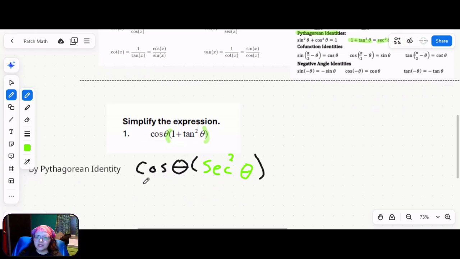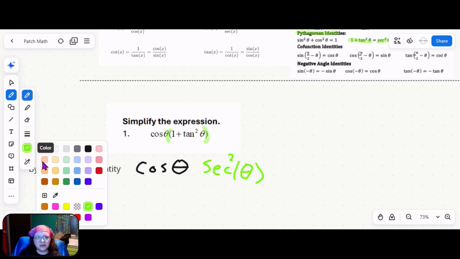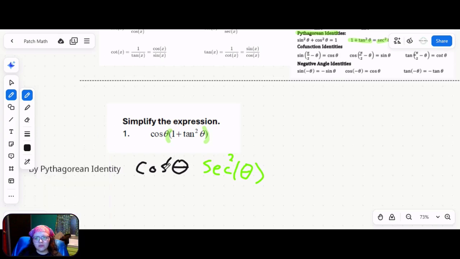Again, this is multiplication, so cosine of theta times secant squared of theta. And at this point, we can erase that parentheses. Setting those two things side by side would be seen as multiplication. Might want to change this a little bit, though, so there's no confusion of what cosine is being taken of.